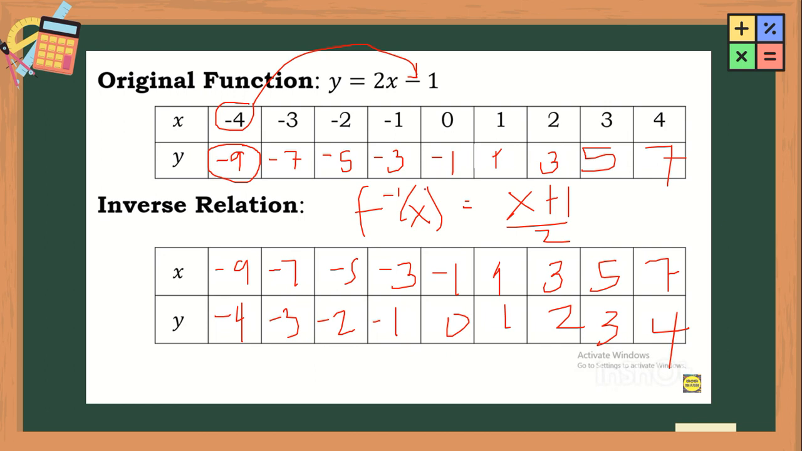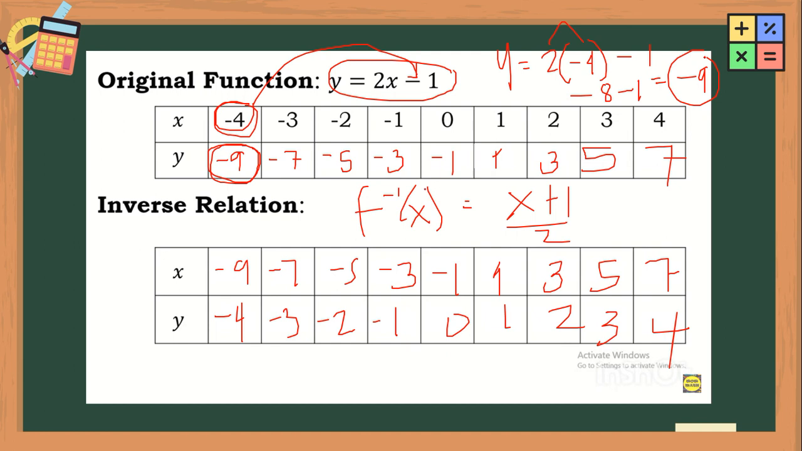Sir, paano po ulit kunin yung y dun sa original function? So, yung first natin nakuha is negative 9. Using the original function, yung y natin is magiging 2 times negative 4 because the first value of x is negative 4. Then, it is minus 1. 2 times negative 4 is negative 8, minus 1. Then, negative 8 minus 1 is negative 9. Gets po? Yes po, thank you po.